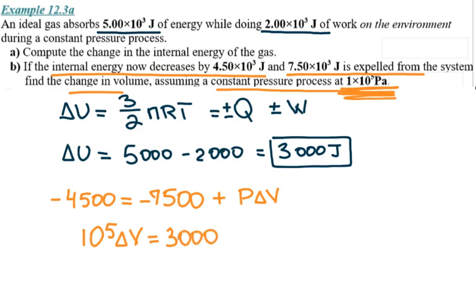And if I divide both sides by 10 to the 5th, then the change of the volume is equal to 0.03 meter cubic.